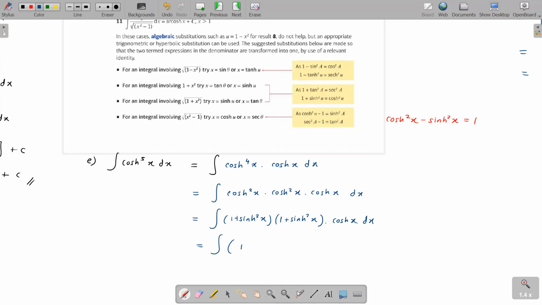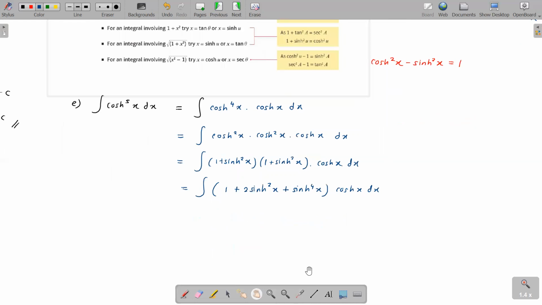Now open these two brackets. 1 into 1 is 1, minus 1 into sine square is sine square, minus again 1 into sine square. So I get 1 minus 2 sine square x plus sine square into sine square, which is sine to the power 4x, times cos x dx. Do you see the purpose of why I did it like this? There's a reason. Now I can multiply the cos x inside with each of these terms.